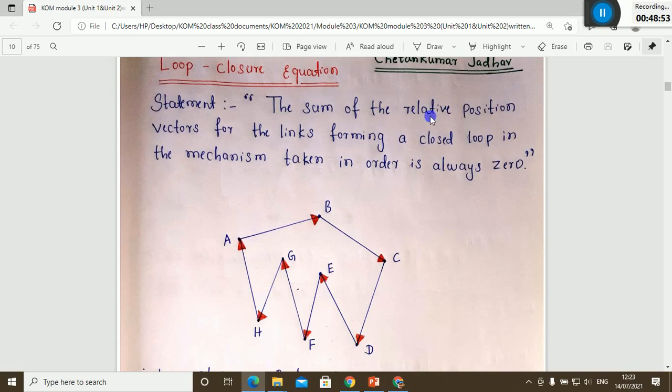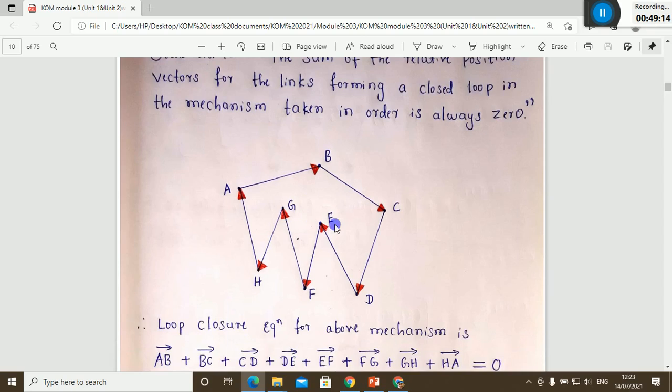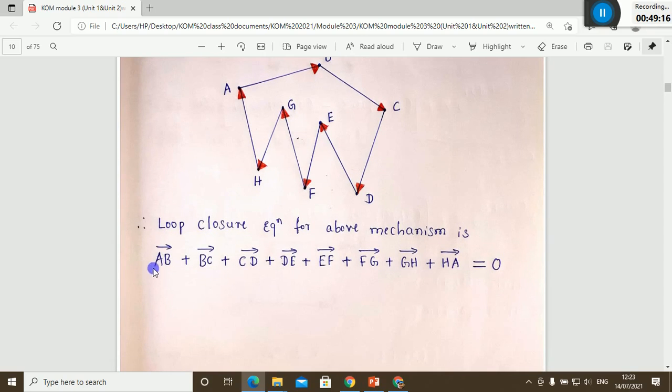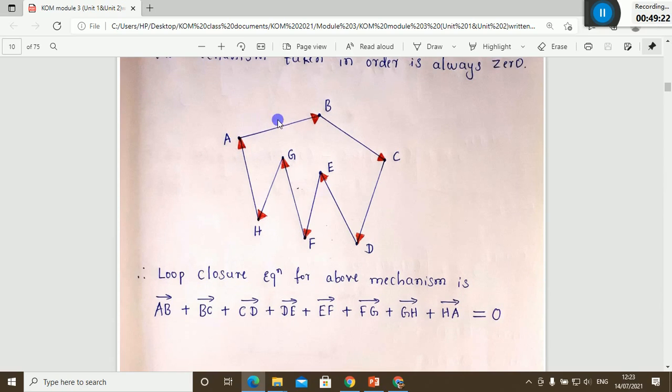The sum of the relative position vectors or the displacements of the vectors for the links forming a closed loop. As I said, the profile is closed in a mechanism. This is a mechanism, so taken in order, I am taking a clockwise order. Just take the summation of all these vectors, it will be 0. This vector AB indicates the displacement of this vector. So what is the formula? r into e raised to i theta. r is the length of the vector AB. Theta is the angle you need to measure in a counterclockwise direction with respect to the tail. You have to write down this.